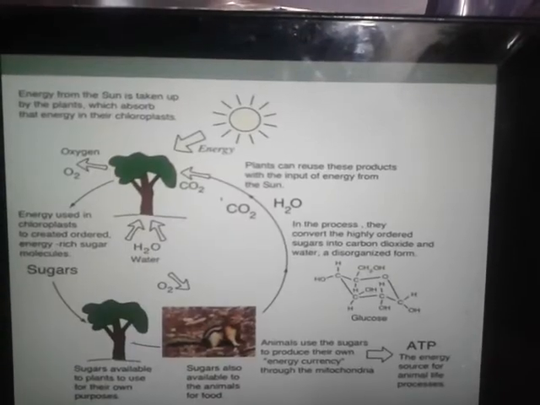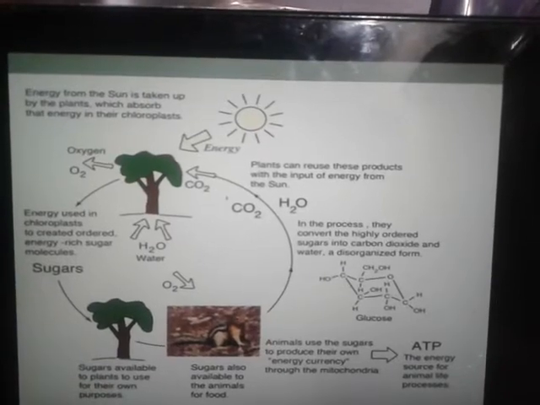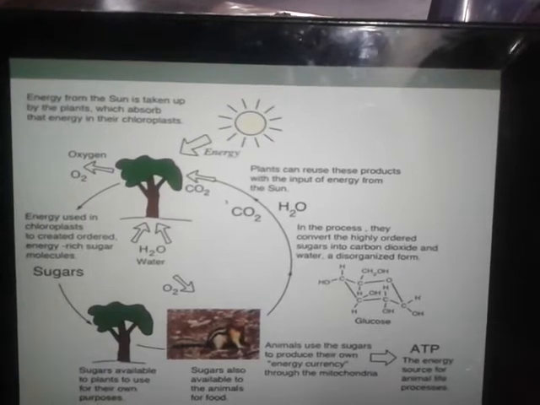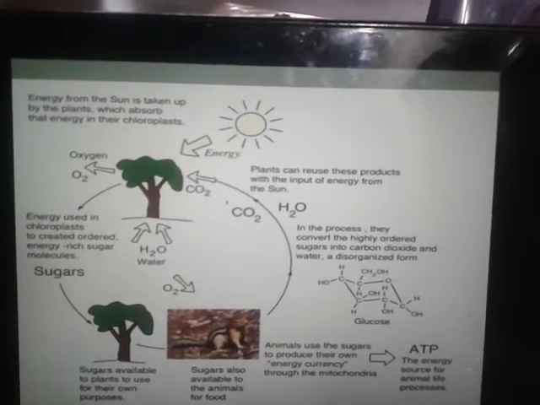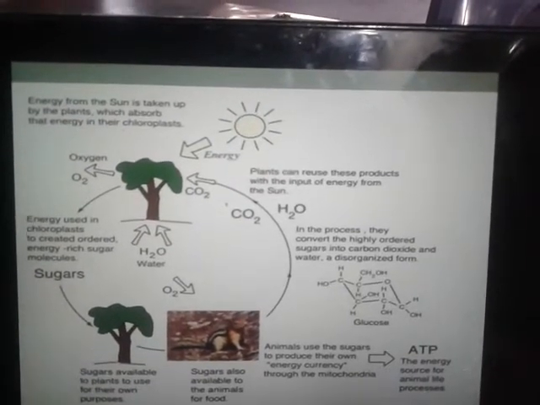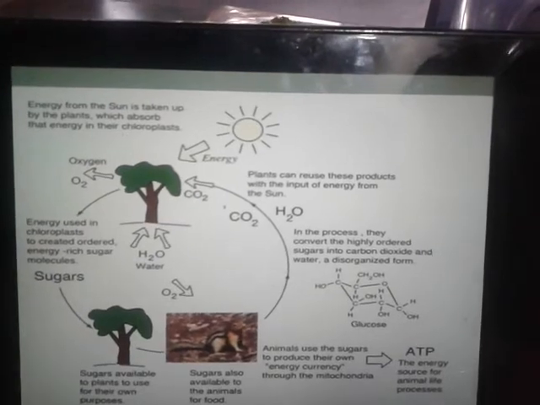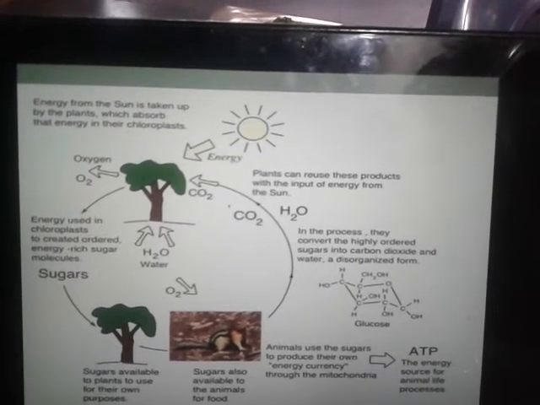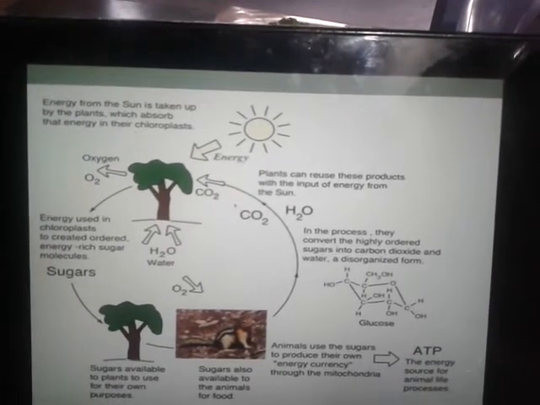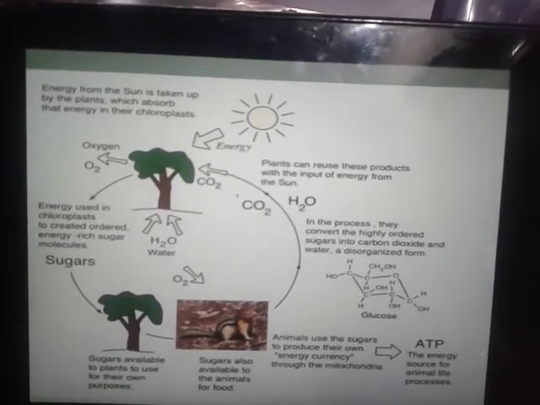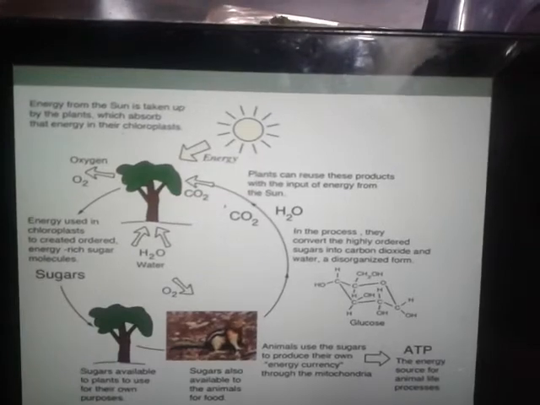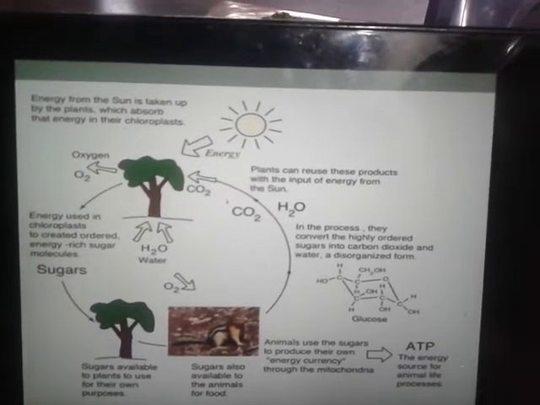life itself. As you can watch here, energy from the sun is taken up by the plants, which absorb that energy in their chloroplasts. Energy is used in the chloroplast to create ordered, energy-rich, high sugar molecules, and sugar is available to the plant to use for its own purposes, and also available to the animals for food. Animals use the sugars to produce their own energy currency through the mitochondria, and ATP is the energy source for animal life processes.